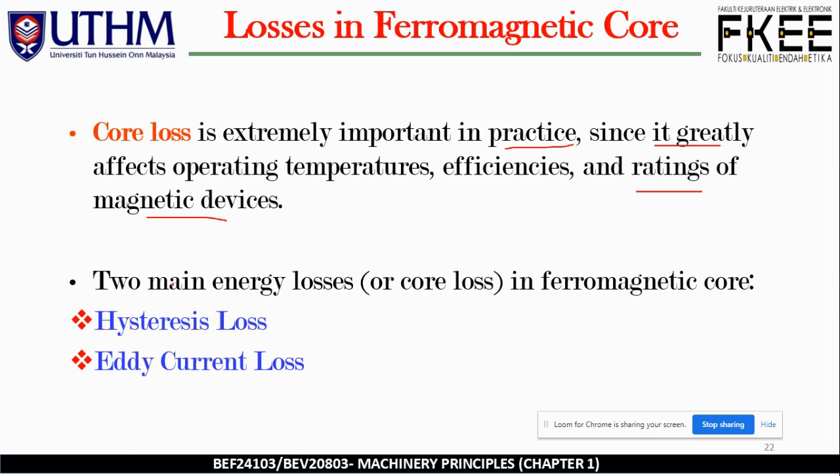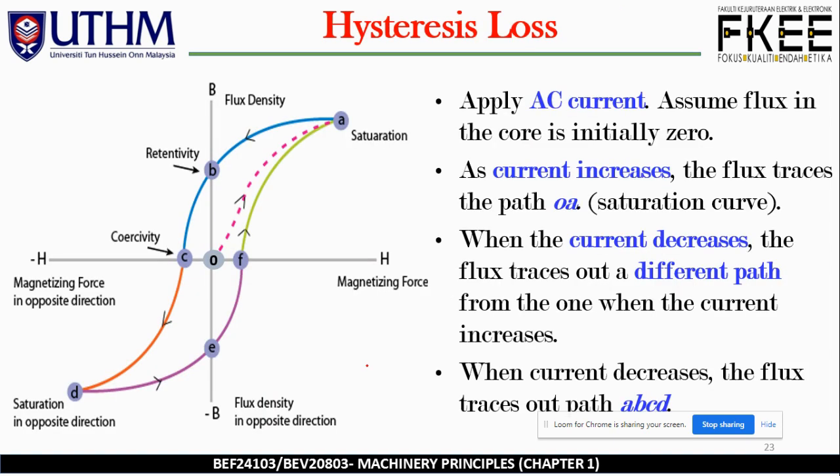Okay, so the two main energy losses, or core losses, in a ferromagnetic core are divided into two. We have hysteresis loss, and we have eddy current loss. Okay, and then hysteresis loss. So we have this particular diagram. I believe this is quite common. As we can see here, the y-axis represents flux density B, and we have the magnetizing force, denoted by H.